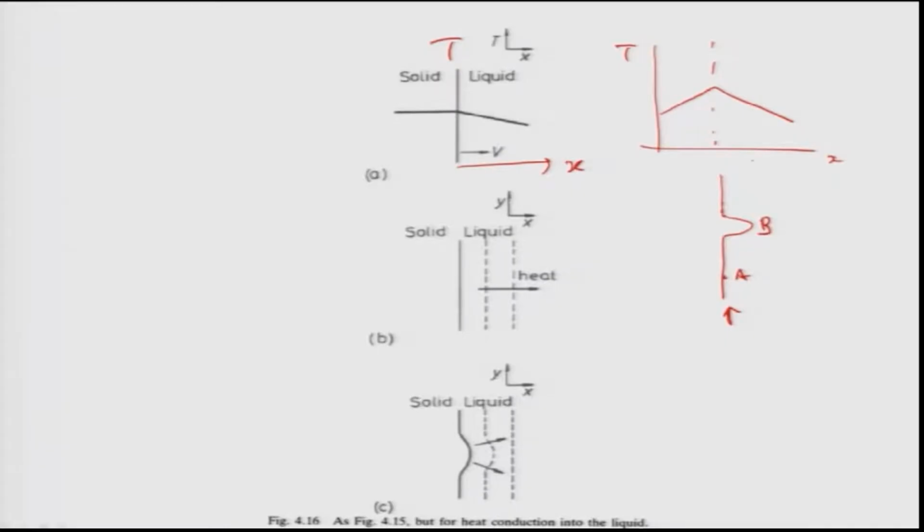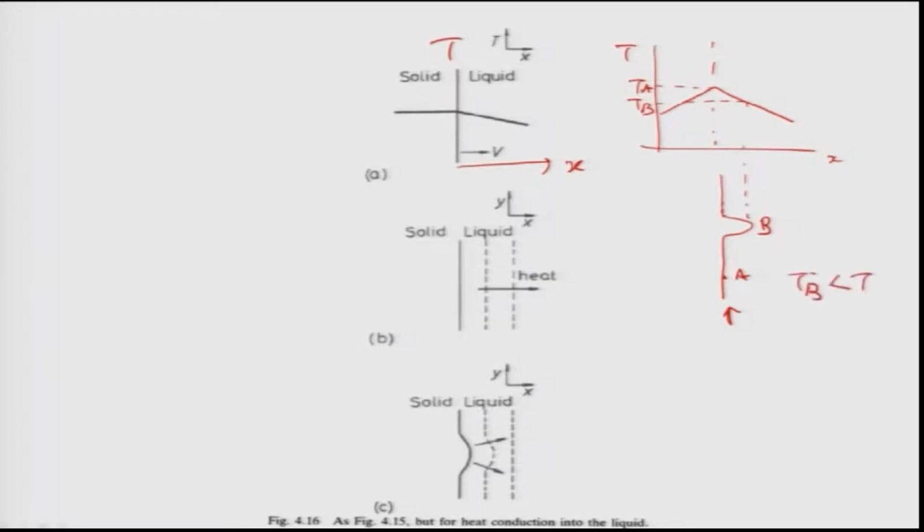So, point B and point A. Point B temperature is where? Point A's temperature is this one, TA, and point B temperature will be somewhere there. Okay, this is point B. You can draw point B there this way.